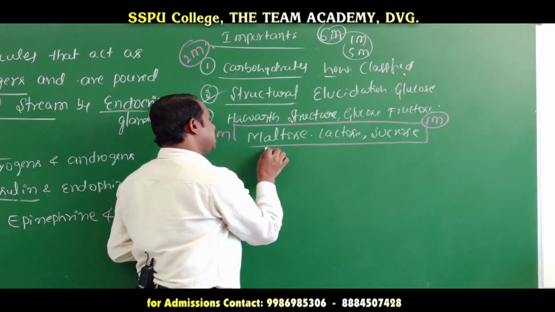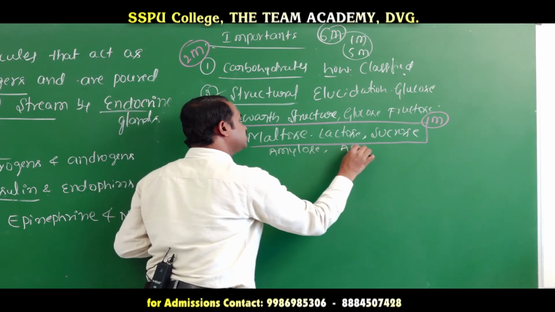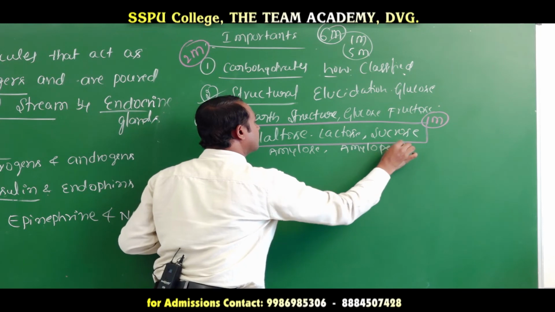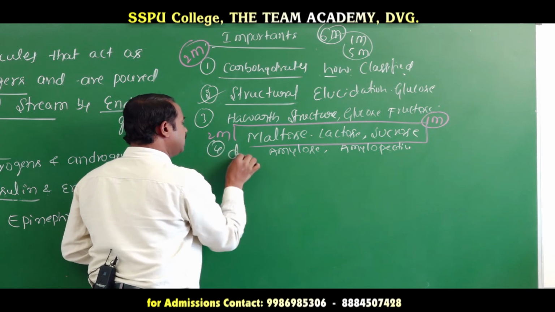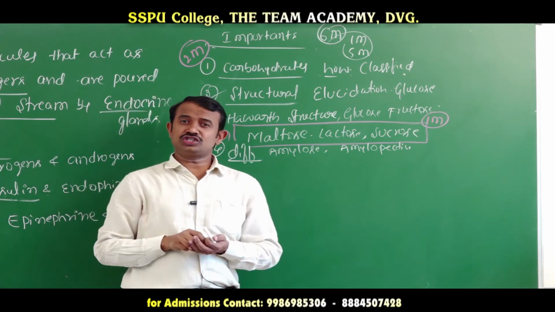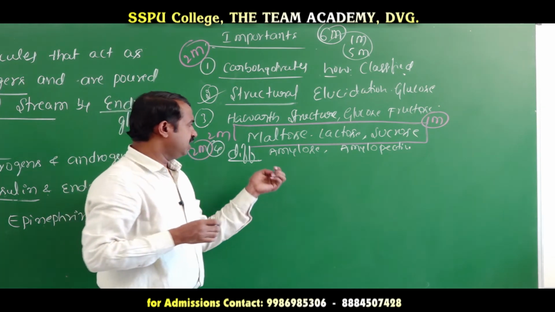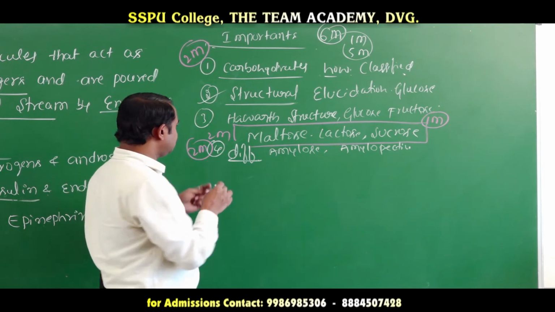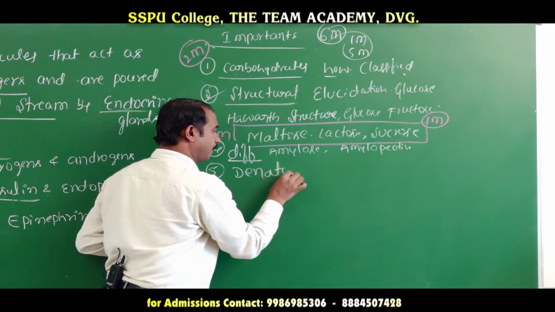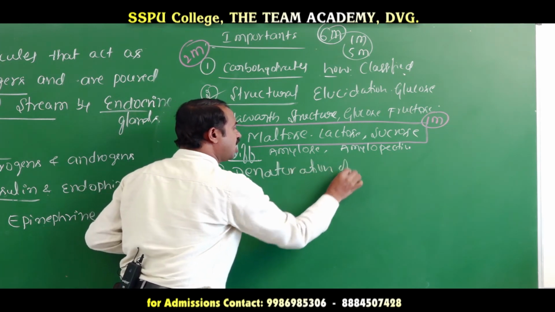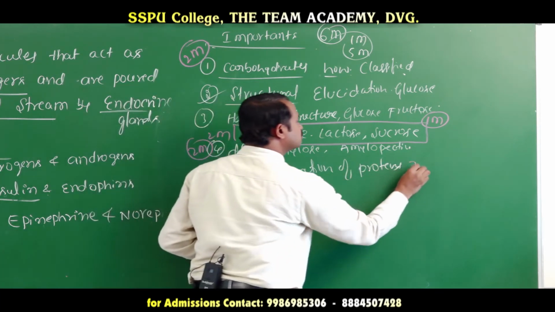Sometimes they ask to write the structure of amylose and amylopectin, or the difference between amylose and amylopectin. They will ask a 2 marks question. Next, the fourth one: what is denaturation of protein? They will ask a 2 marks question here also.